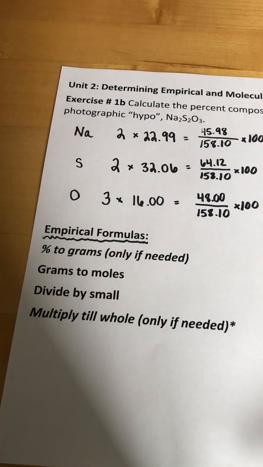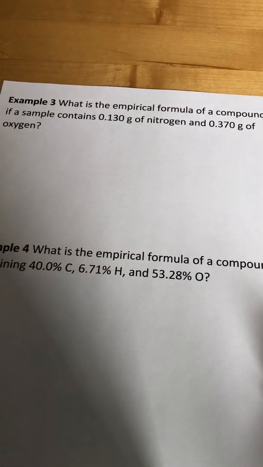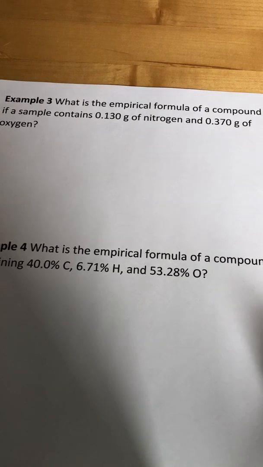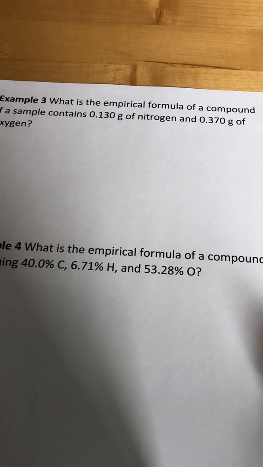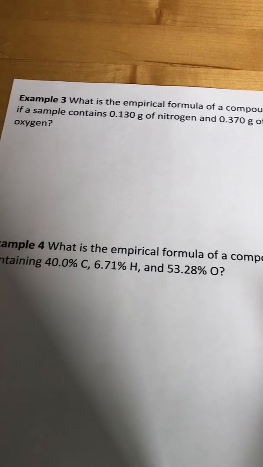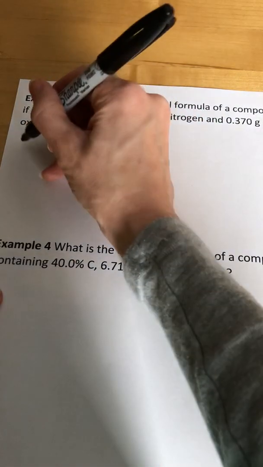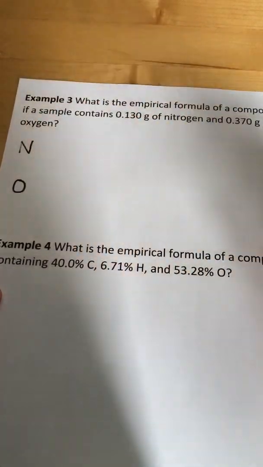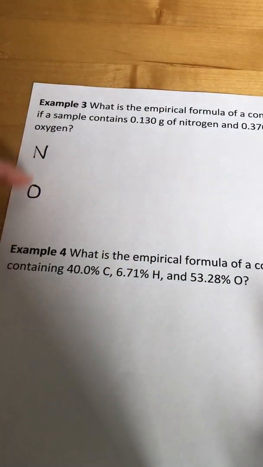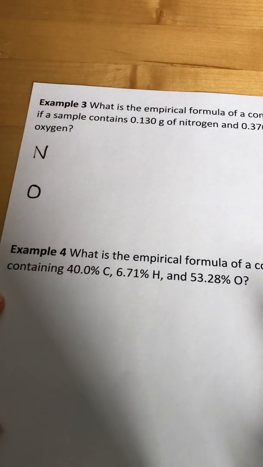For empirical formula, the one we're going to do is example 3 out of your textbook in that section. It asks, what is the empirical formula of a compound if a sample contains 0.130 grams of nitrogen and 0.370 grams of oxygen? Whenever I do these problems, I always start by listing the elements present in the compound, putting them on top of each other. I'm going to run two simultaneous problems as I go through.